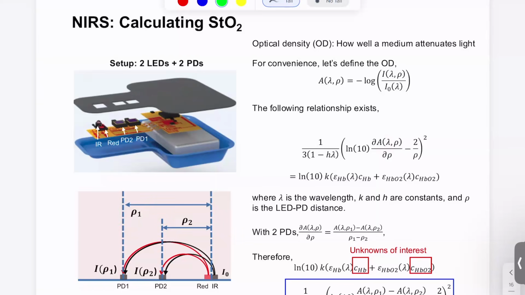And on the right, we have something we are familiar with. Natural log 10, K, where K is a constant, times epsilon HB times C HB plus epsilon HBO2 times C HBO2. So the term on the right is something we are more or less familiar with. But on the left, we have a derivative. How can we know the derivative with respect to distance? This is not something engineers are quite comfortable with. So how can we get this?